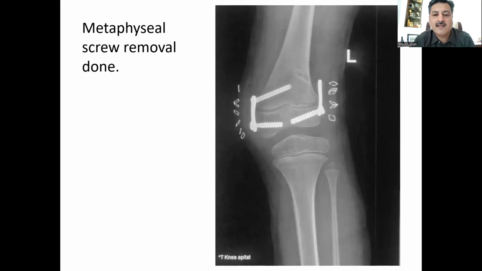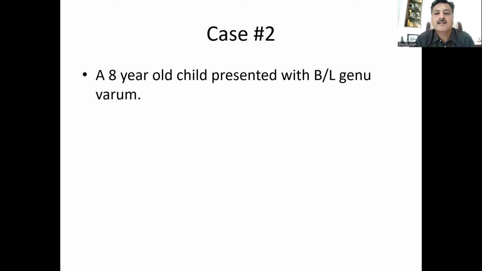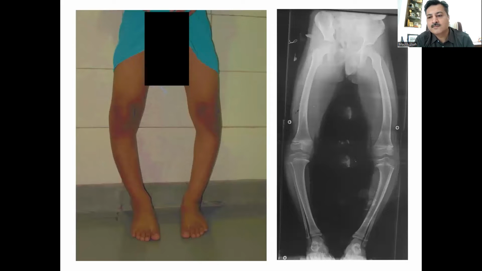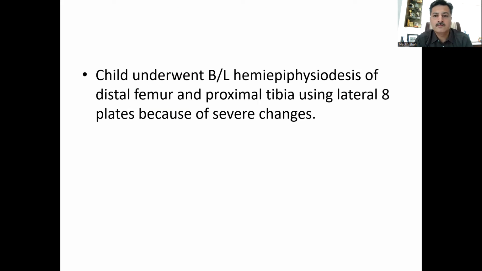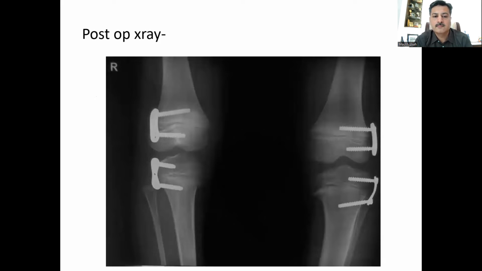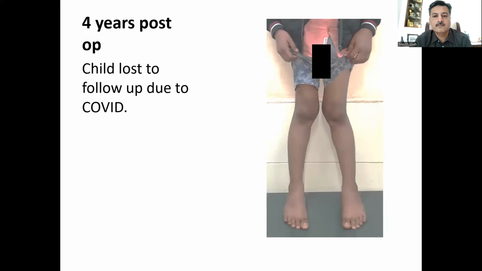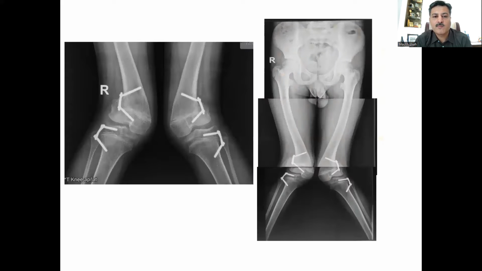Right. Do we have any other case? Yes, sir. The last case, an 8-year-old child presented to us with bilateral genu varum. This was his clinical picture, and this was his scanogram. Child underwent bilateral hemiepiphysiodesis of distal femur and proximal tibia using lateral 8 plates because of severe changes. So this was his post-op X-ray. And child was lost to follow-up due to COVID, and presented to us 4 years post the primary surgery. And this was his clinical picture. Child now developed a bilateral valgum deformity. And this was his fresh X-rays and scanograms.